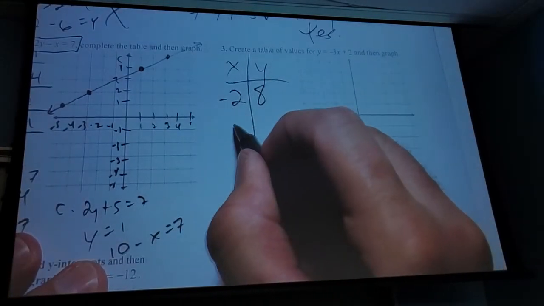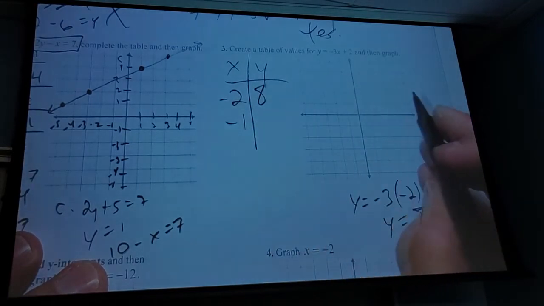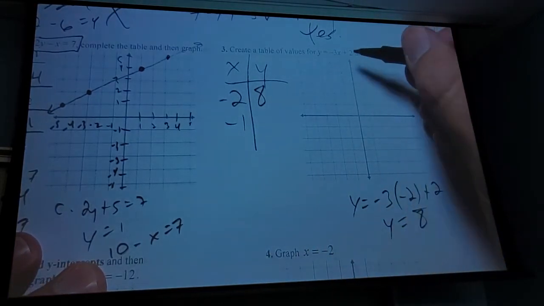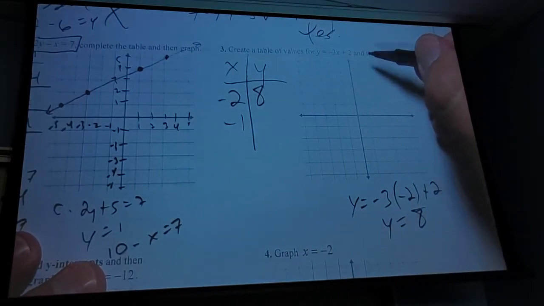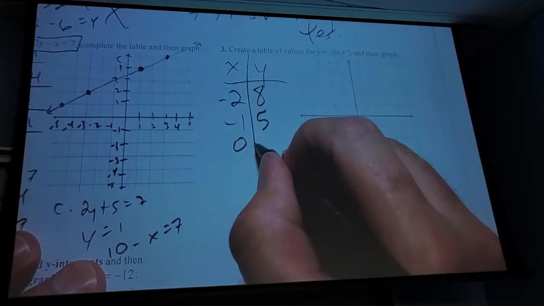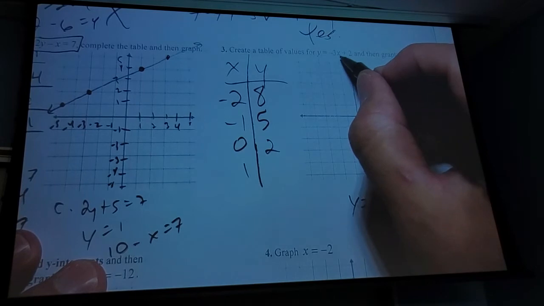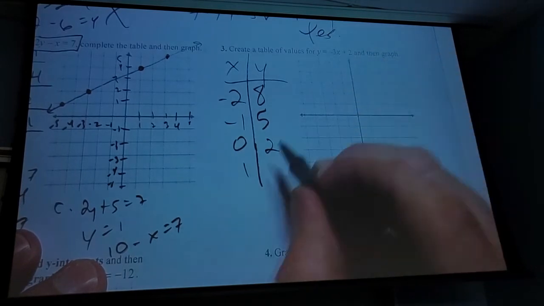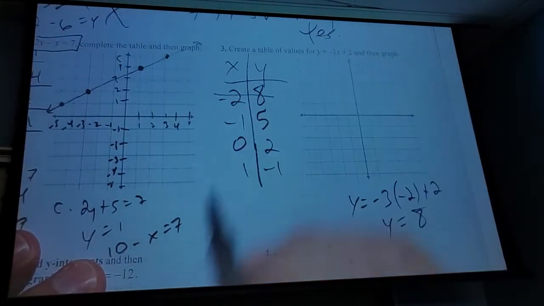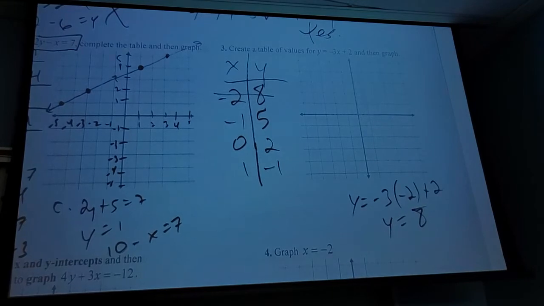Let's see. What about if I plug a -1 in? Yeah, -1 times -3 is 3, plus 2 is 5. What about 0? 2. What about 1? -1. Yeah, -3 times 1 is -3 plus 2 is -1. So I'm just not going to use that point. Why would I? I don't have to, right?